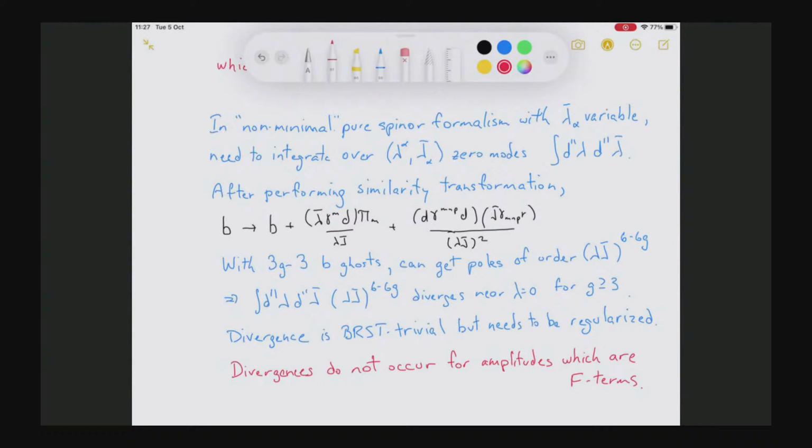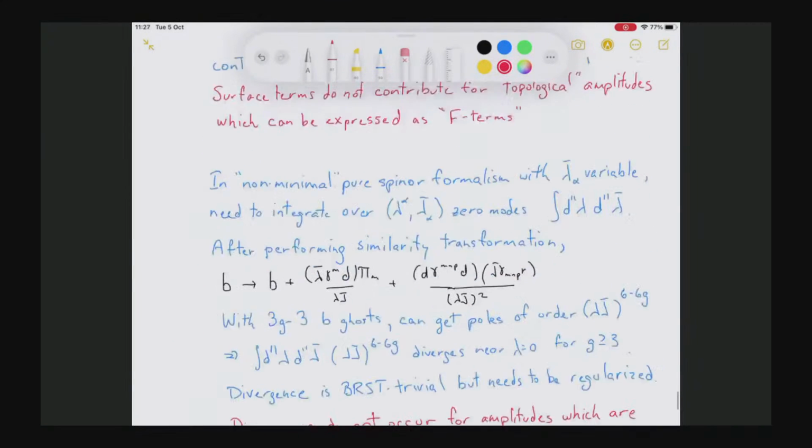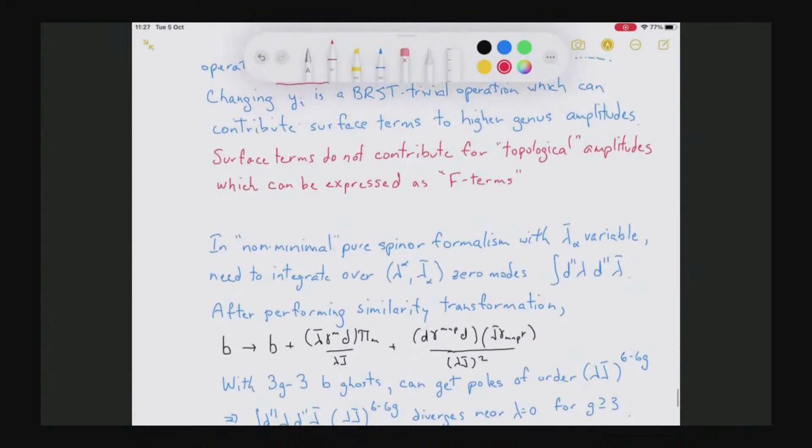One clue that that's possible is that at least these divergences that come from poles when lambda lambda bar equals 0 don't occur for amplitudes which preserve a subset of the spacetime supersymmetry. So again, for these F terms, essentially, you don't have subtleties in the two formalisms. And that's a clue that there should be some relation between these subtleties.